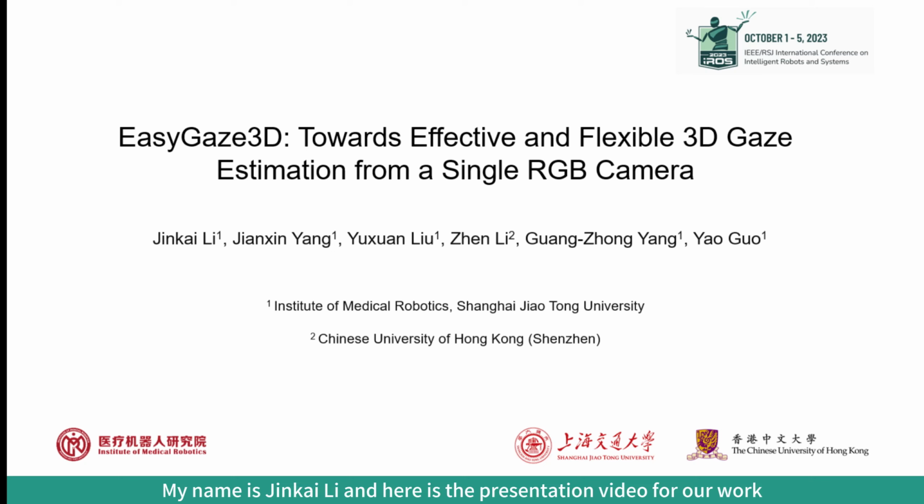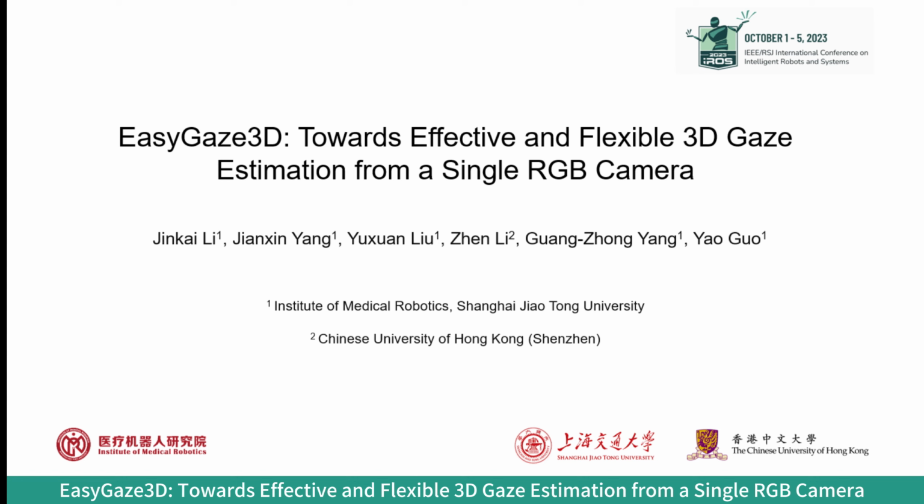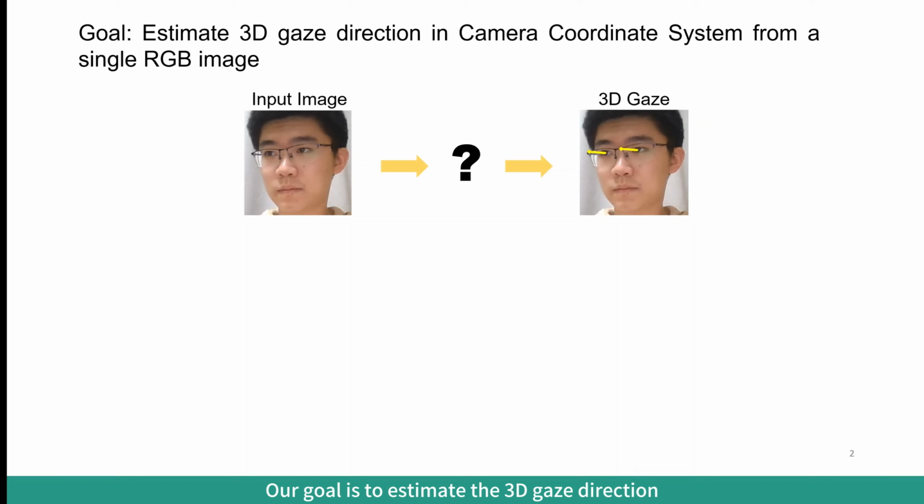My name is Easy-Cali, and here is a presentation video for our work, EasyGaze3D, towards effective and flexible 3D gaze estimation from a single RGB camera. Our goal is to estimate the 3D gaze direction in the camera coordinate system from the input image.